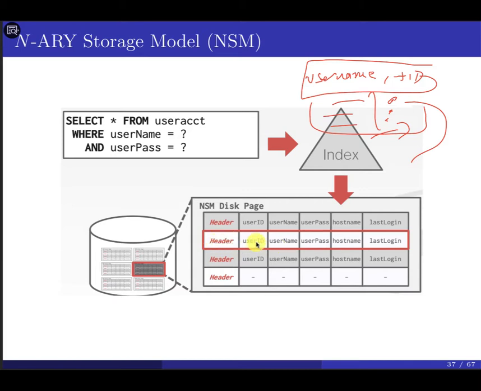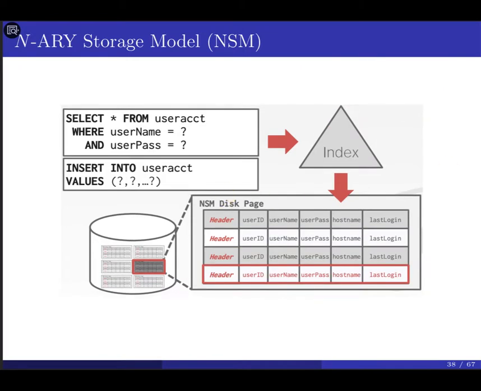So all the information is going to be available here. I have the user. I need to find the username because it's the value, and the password. You get the username, you get the password, and compare this with the value that is given by the user. If they match, then you can return the user ID, username, user password, host name, and the last login. Perfect. One disk I/O operation performs the task. So it works perfectly here.